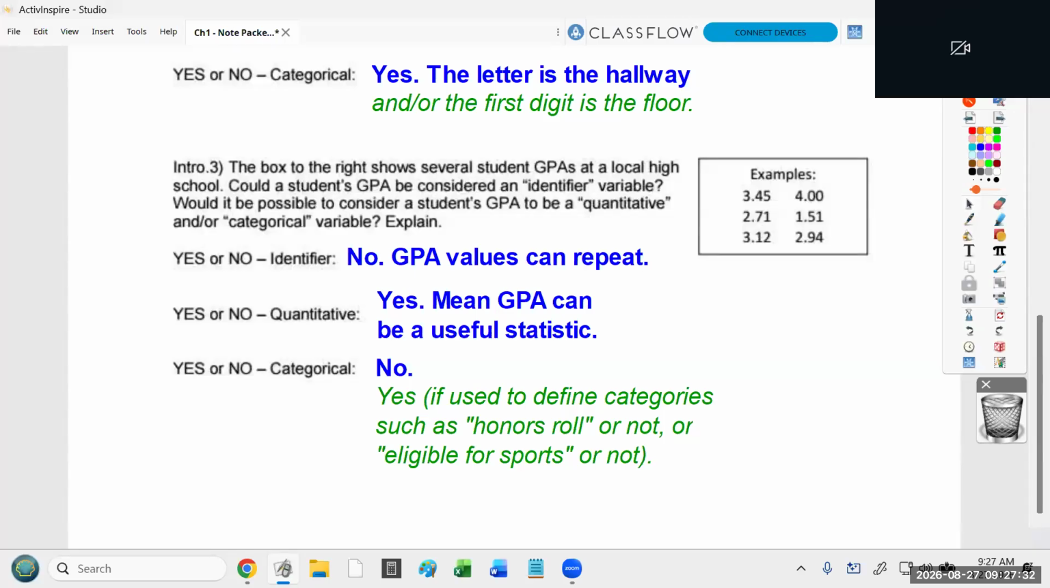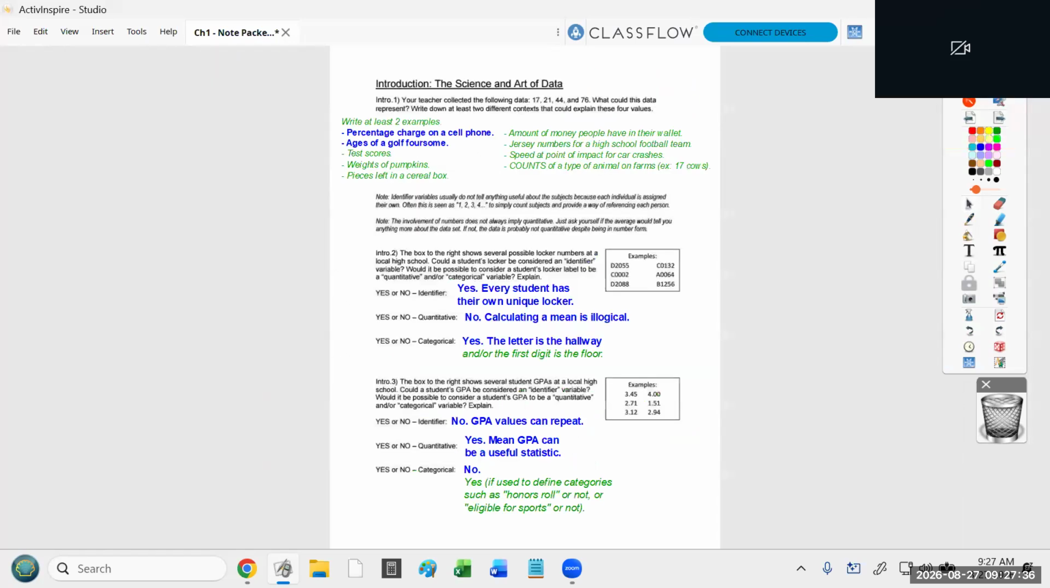So far what we've done today is we've identified the difference between a quantitative and a categorical variable. The reason this is critical is really two main things. Number one, we're going to be looking at a ton of graphical displays, and we're also going to be making graphical displays.